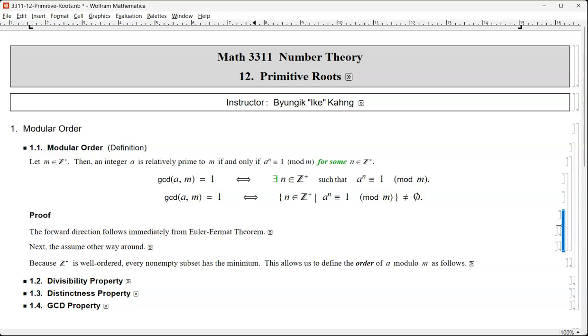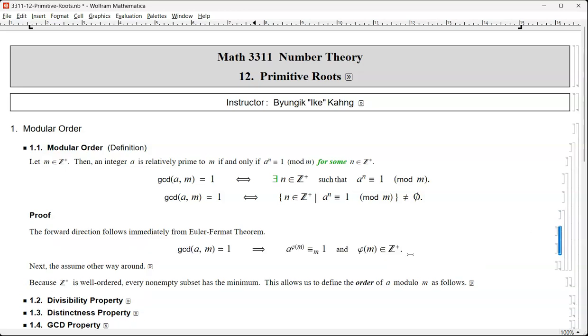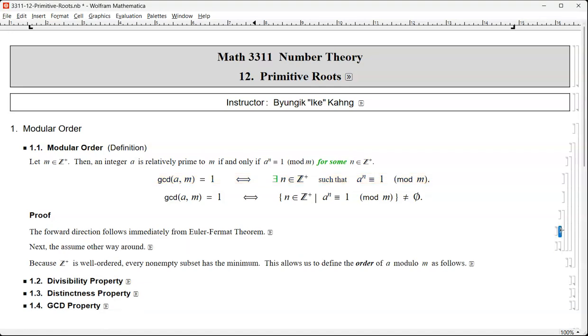It's just an immediate application of the Euler-Fermat theorem. If a and m are relatively prime, then a to the phi of m power is congruent to 1 modulo m by the Euler-Fermat theorem. And of course, phi of m is a positive integer, so an n value exists. If you set phi of m as n, there could be many more, but at least one exists, and that's it. So we have one direction.